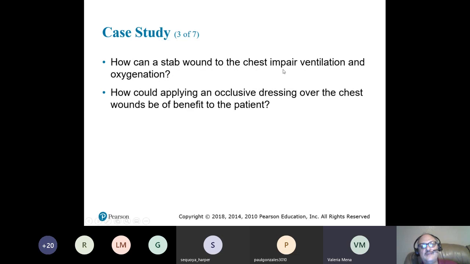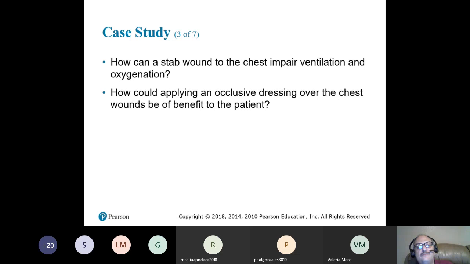Okay, how can a stab wound to the chest impair ventilation and oxygen? Because you could puncture one of your lungs. And so what does that mean, though? So puncture the lung, then what? It could end up collapsing one of your lungs, constricting your airway. Okay. So it can collapse a lung and cause you to have more difficulty breathing, because you're losing lung capacity. So the less oxygen you're able to get in, the less oxygen your body's able to utilize. Okay. All right.